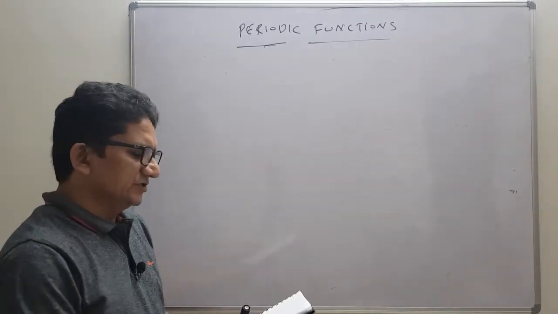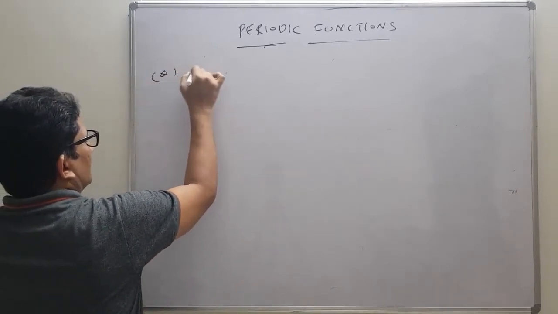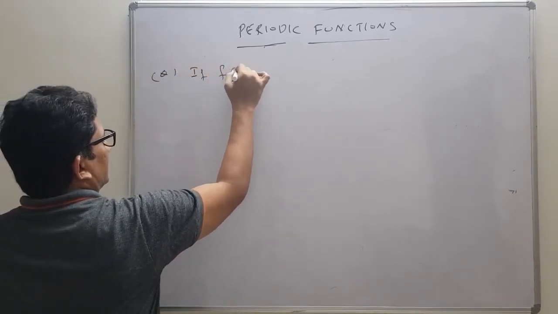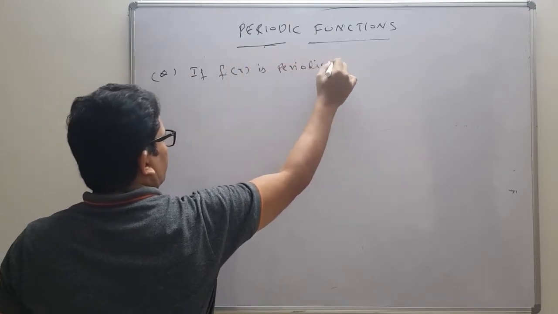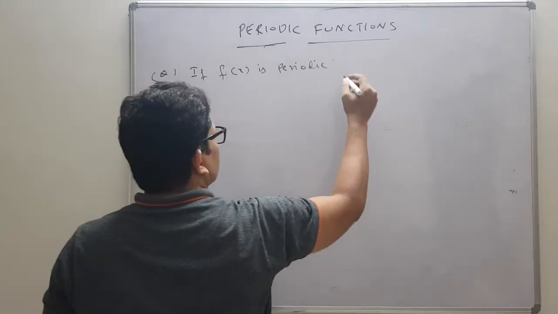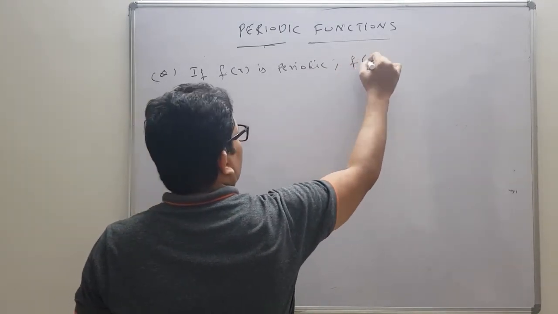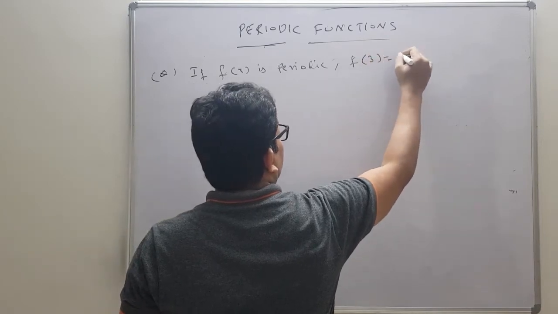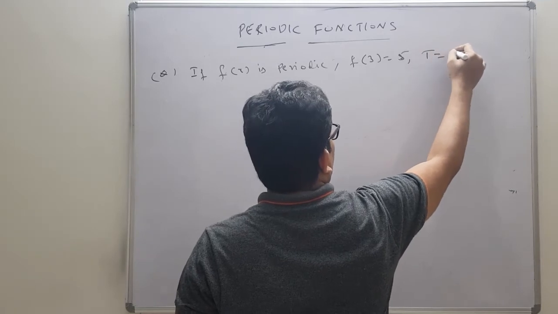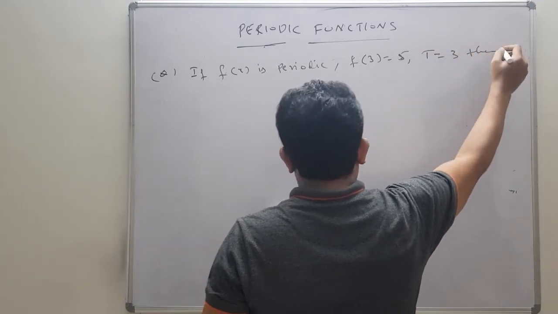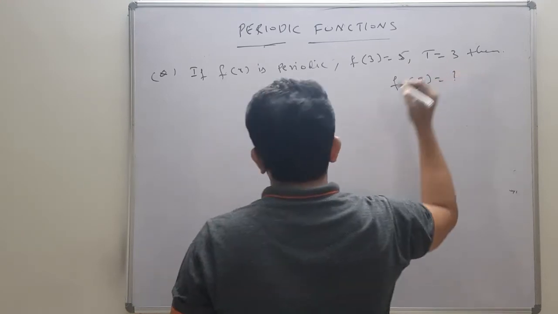Next, one more question we will check. If f(x) is periodic, f(3) = 5, and the fundamental period equals 3, then f(9) equals how much? That is the question.